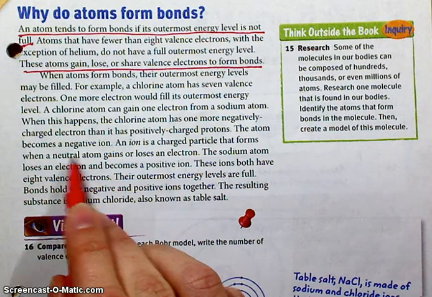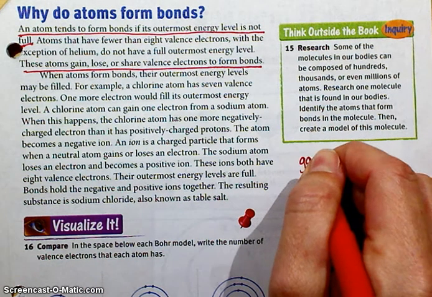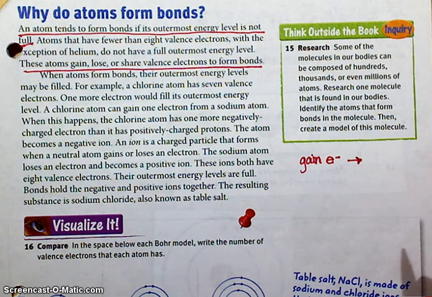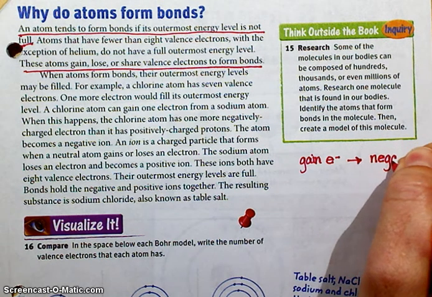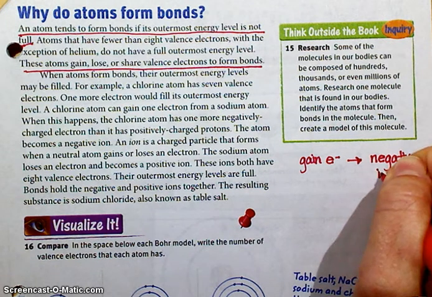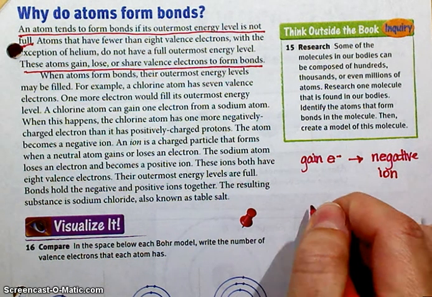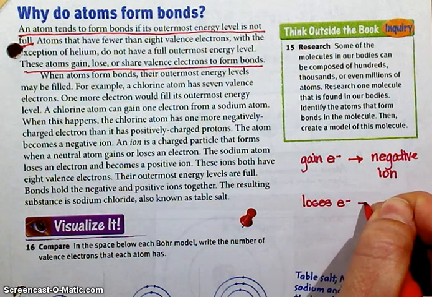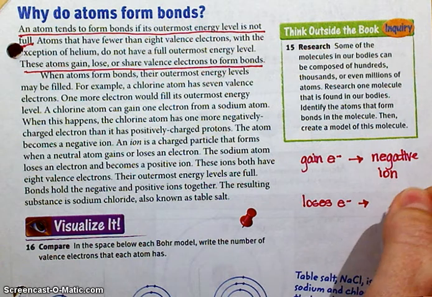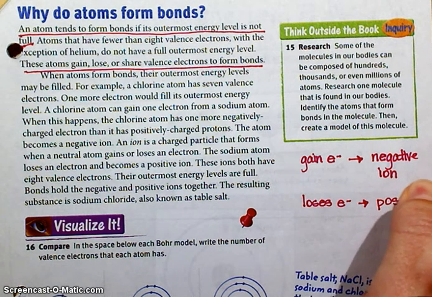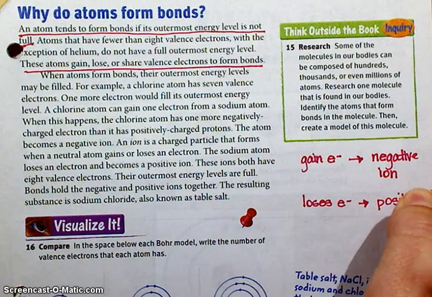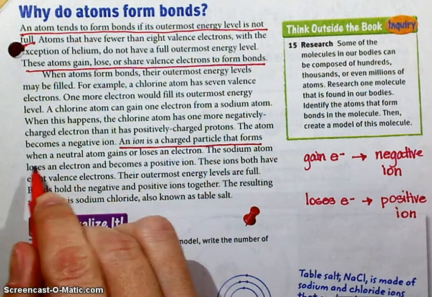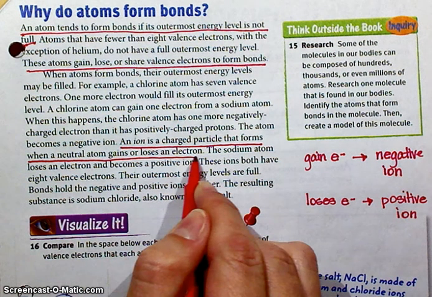If it gains negatively charged electrons, then it becomes a negative ion, because it's gaining negative charges. If it loses negatively charged electrons, then now it has more protons than electrons, and it becomes a positively charged ion. An ion is a charged particle that forms when a neutral atom gains or loses an electron.